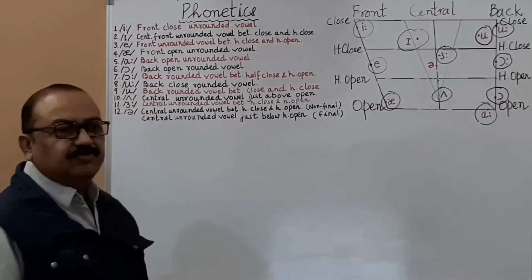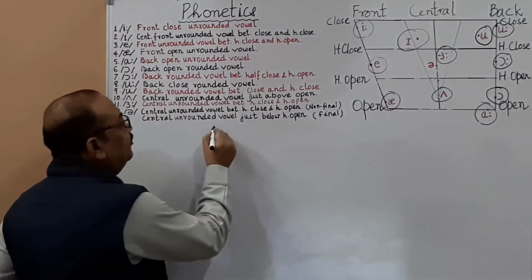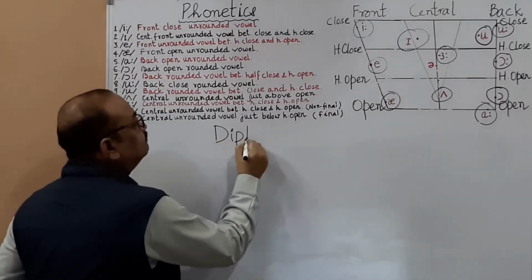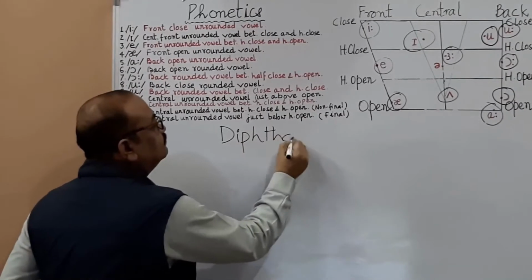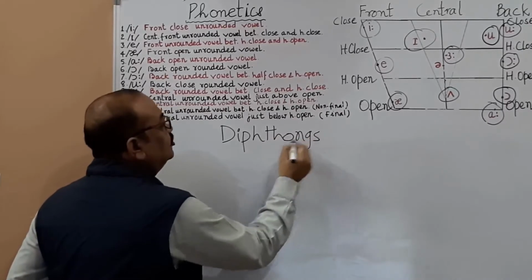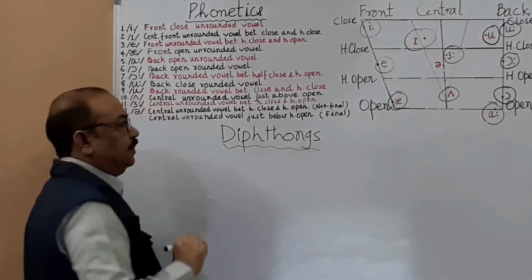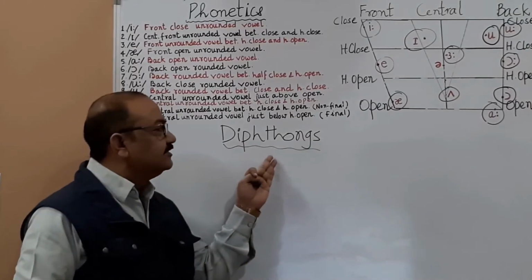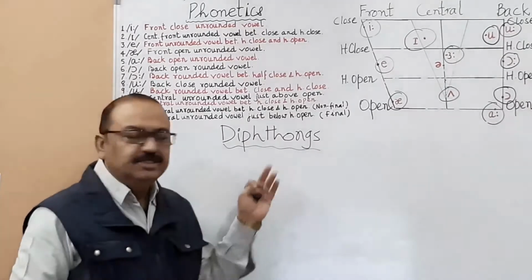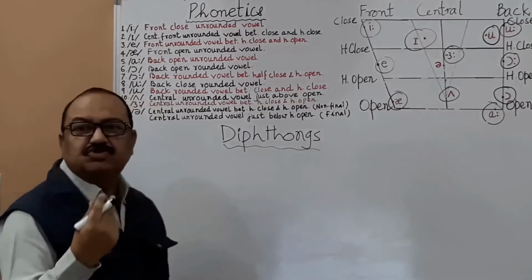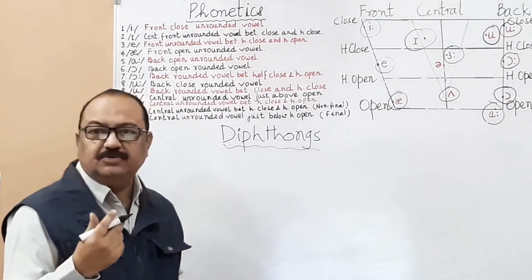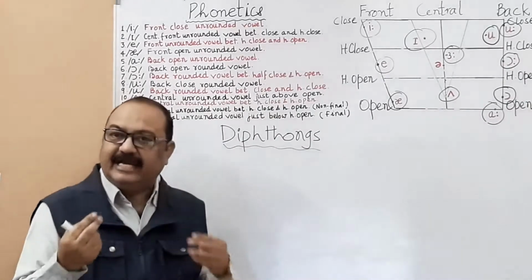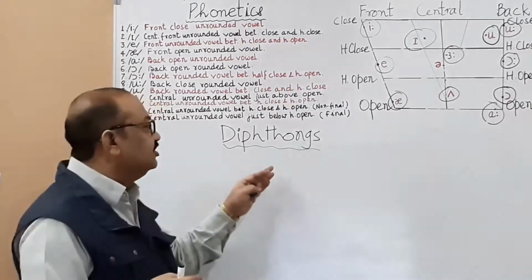So we have discussed the vowel sounds and today we shall discuss diphthongs. Diphthong is in fact a Greek word which means two sounds. Okay, which means two sounds. So when a syllable has two sounds within it, we call it a diphthong.